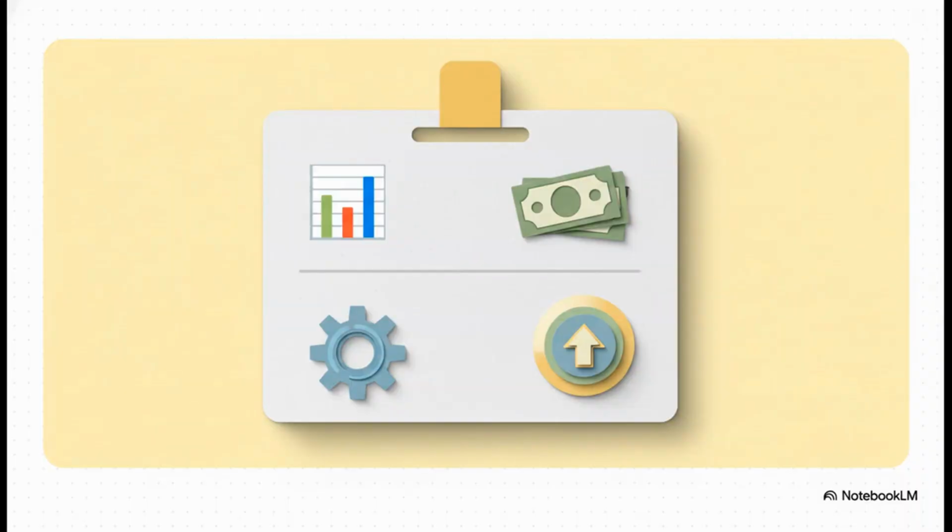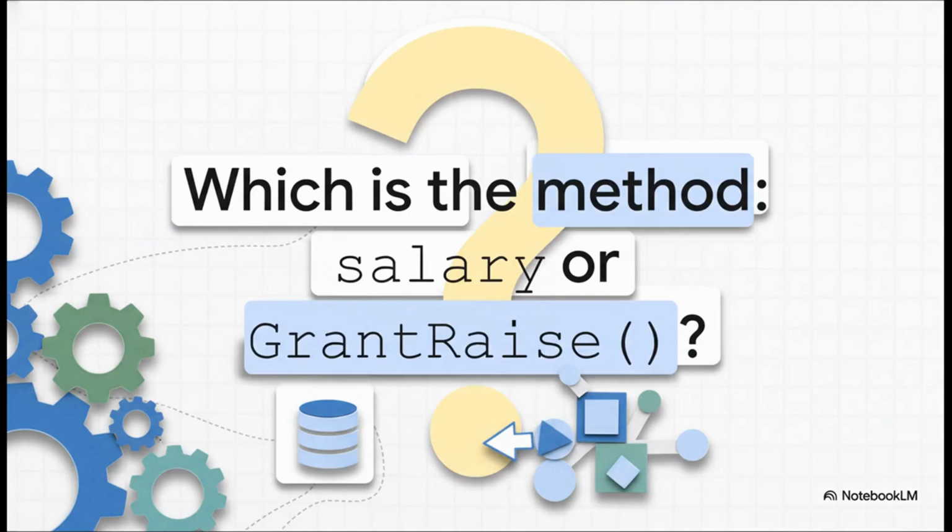So in the programming world, we have special names for these two parts. The data, like an employee's salary, we call those attributes. And the actions, the functions that are tied to that data, like giving that employee a raise, we call those methods.